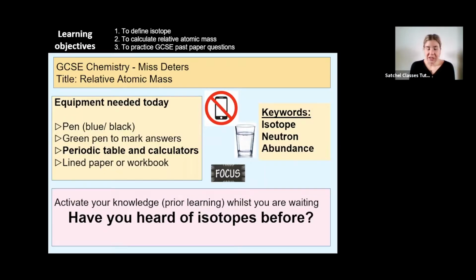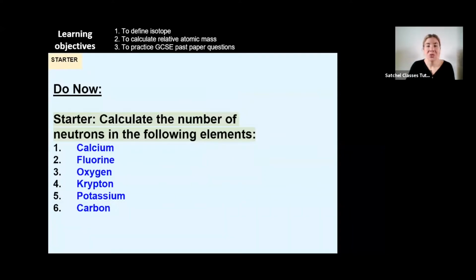Right, let's get started. So just to activate some prior learning, I want you to think about this question at the bottom. It says, have you heard of isotopes before? Okay, it sounds like quite a wishy-washy question, but actually it links to so many different things. If you've heard of isotopes before, maybe you're thinking, actually in physics, I remember hearing about radioactive isotopes. Again, it's the same thing. So isotopes come up in lots of different parts of the science GCSE specification. Right, let's go straight into the session.